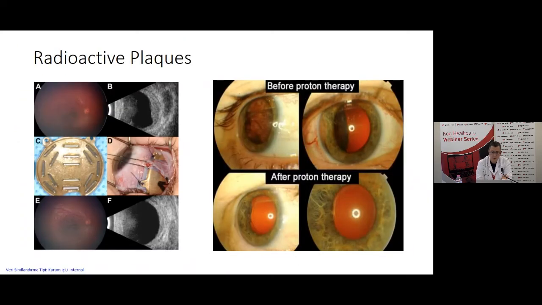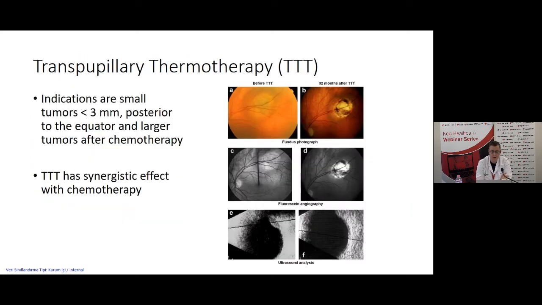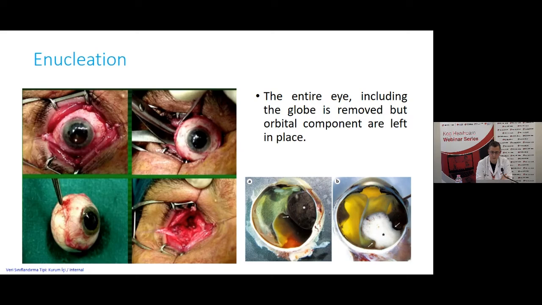Okay, so there are other options, as I told, and then we also have transpupillary thermotherapy, like laser treatment options. These are basically adjuvant therapies after the other major treatment options. And lastly, unfortunately, if we cannot succeed with the radiation therapy, which doesn't happen often, but almost 5 to 10% of the cases, we may take the eye out to make the patient live longer. And this is a big sacrifice, but sometimes it's needed.